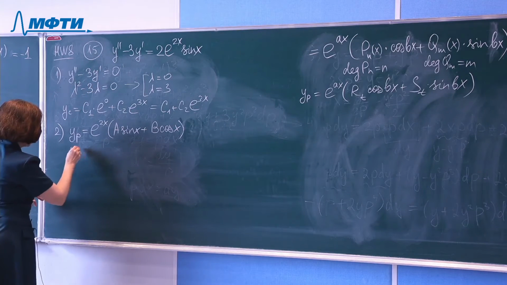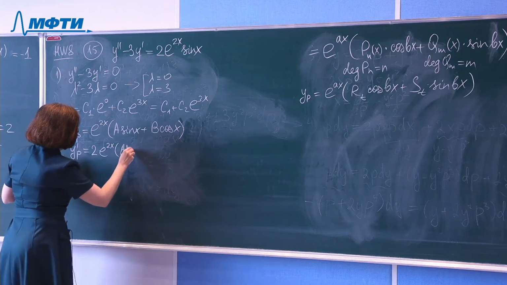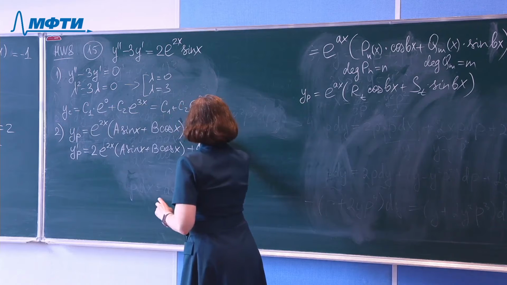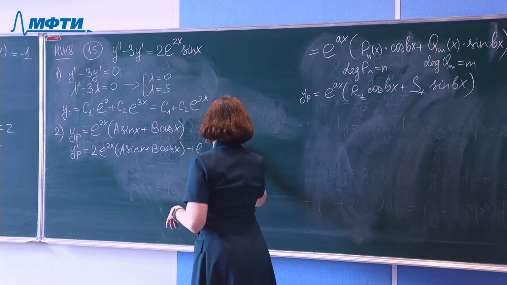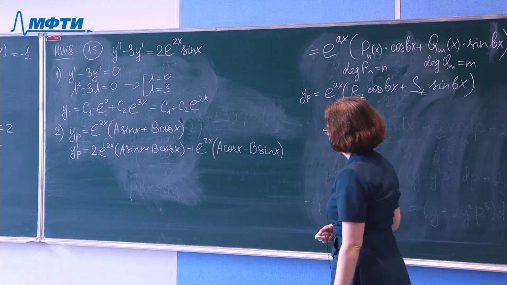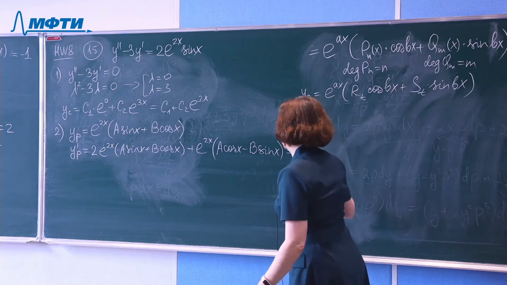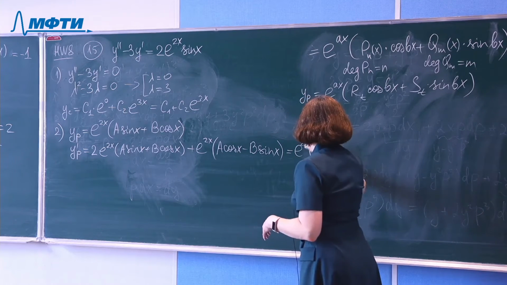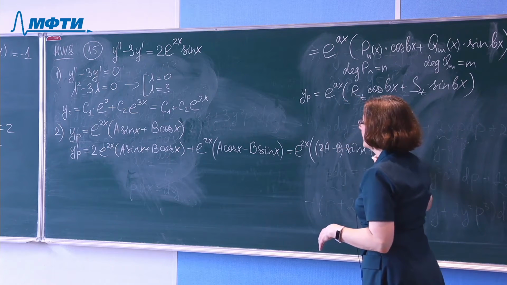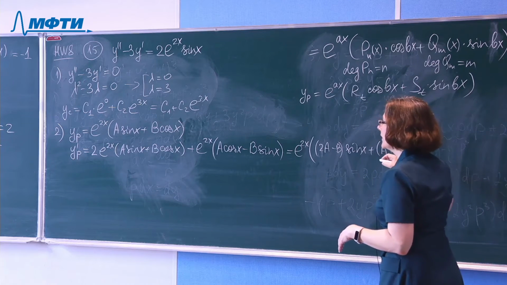Let's find the derivatives. Yp prime will be 2e to 2x times a sine x plus b cos x, plus e to 2x times a cos x minus b sine x. If we collect terms, we will get 2a minus b times sine x plus a plus 2b cos x.